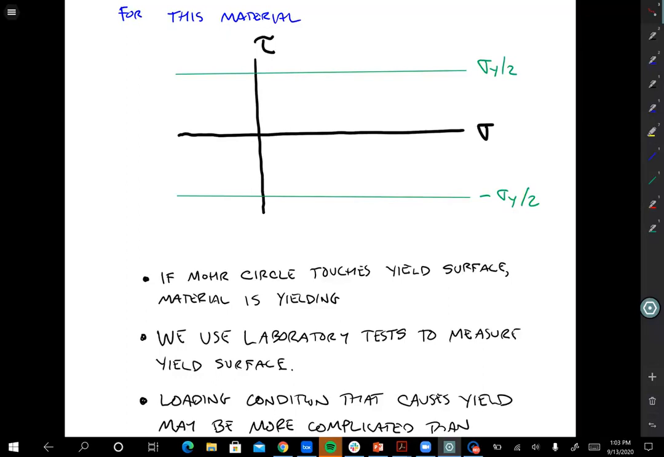Now you know where that surface is, and you can assess whether any complicated field loading condition is going to result in a material failure. Okay, field loading conditions are rarely the same as the laboratory test conditions, but we get the yield parameters from the laboratory test and then assess whether the field loading condition causes a yield criterion to be met.